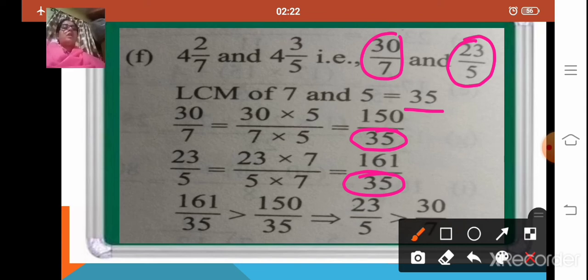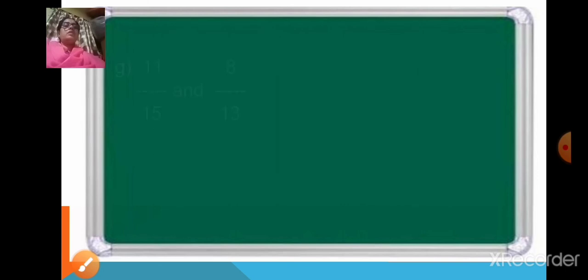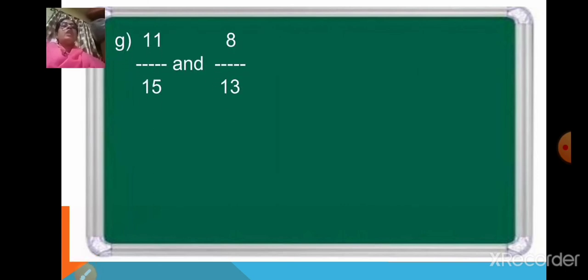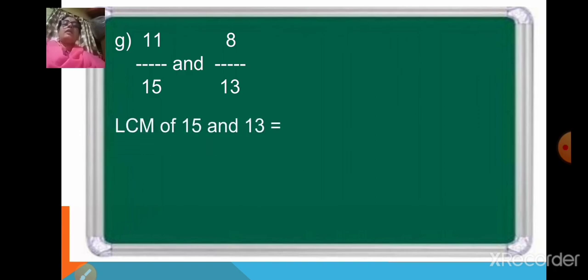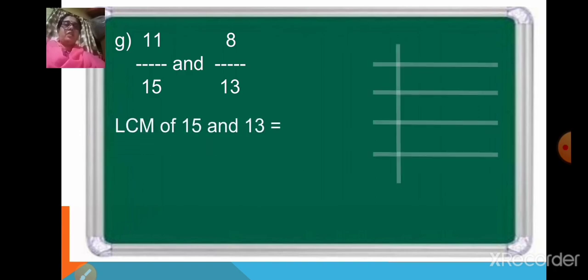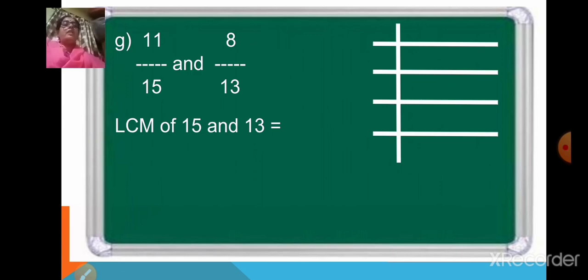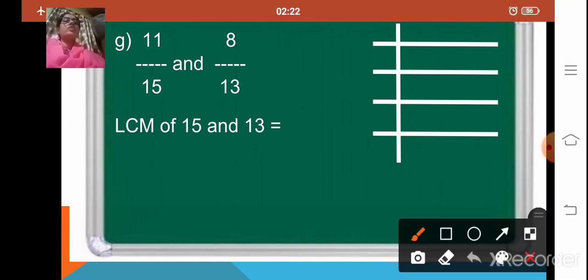Okay. Now coming to the last sum of this exercise, G1, 11 upon 15 and 8 upon 13. Again the same steps you have to follow. The first thing is, you will take the LCM of 15 and 13. Okay, so let us take the LCM of 15 and 13 first. So you will write the numbers 15 and 13. Now 13 is a prime number. So first, 15 is divisible by 5. 5 3s are 15 and 13.